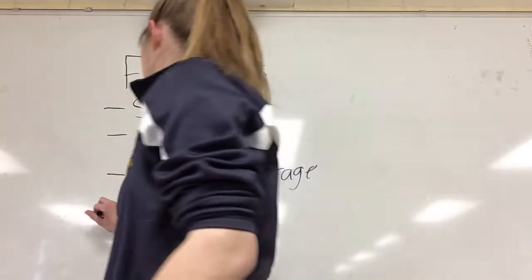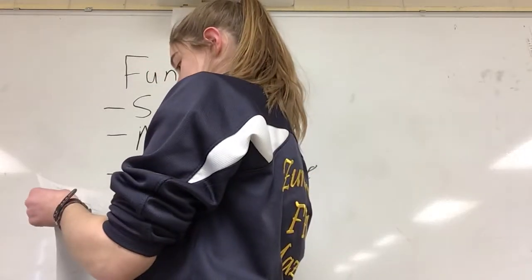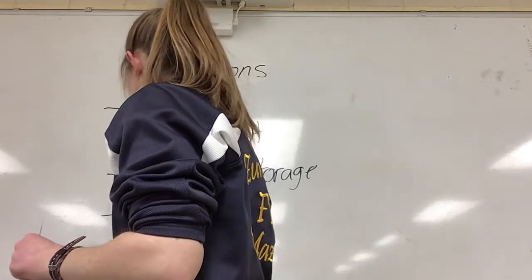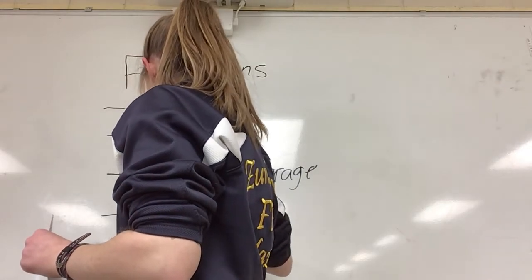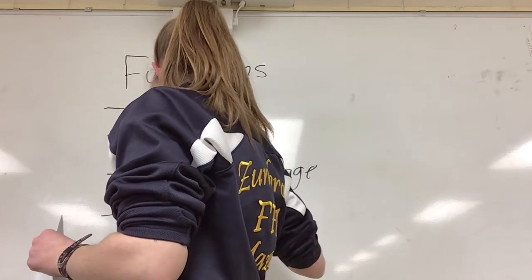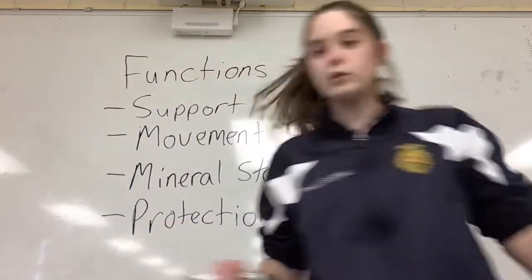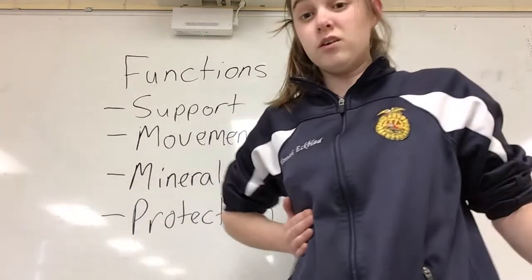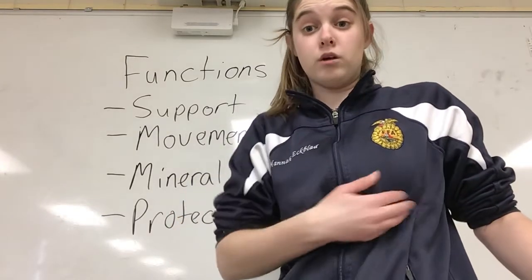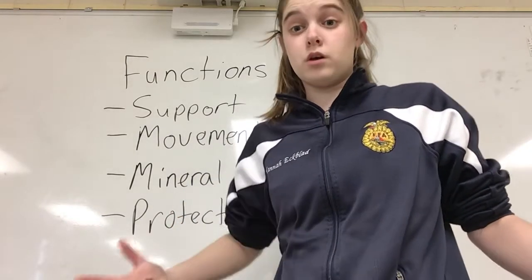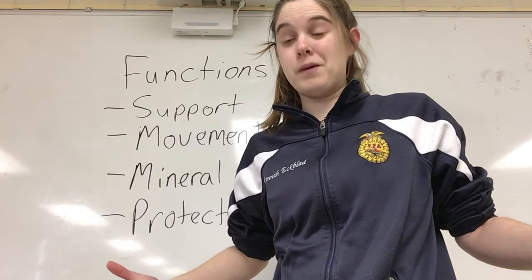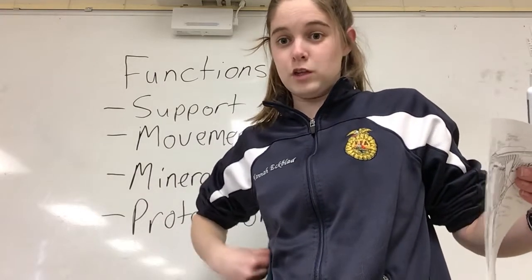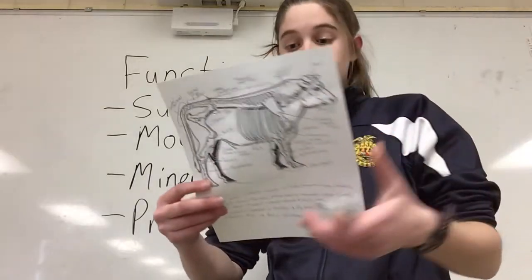Number 4. Protection. That's another basic one that you probably learned when you were younger. Think of your ribs. They're protecting all of your internal organs so that you don't get impaled by a stick because you've got something solid blocking that.